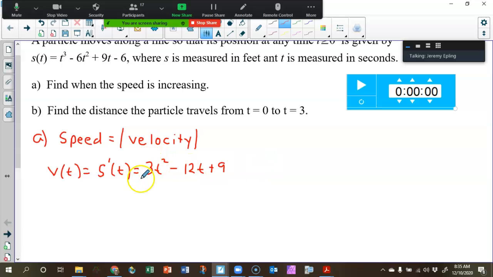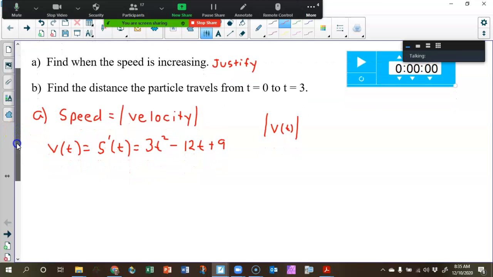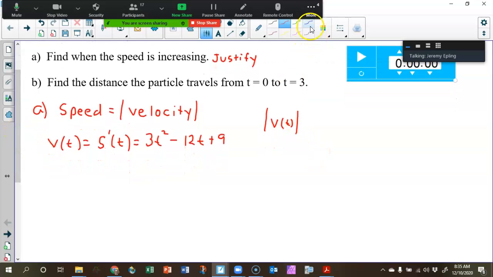So you could do this problem graphically. You could graph the absolute value of v of t. Now, if I added the words, and this would be added if you have a free response question, that you're to justify, then no longer can I do this problem graphically. I can't justify with a graph. So we'll check it with a graph in just a moment.